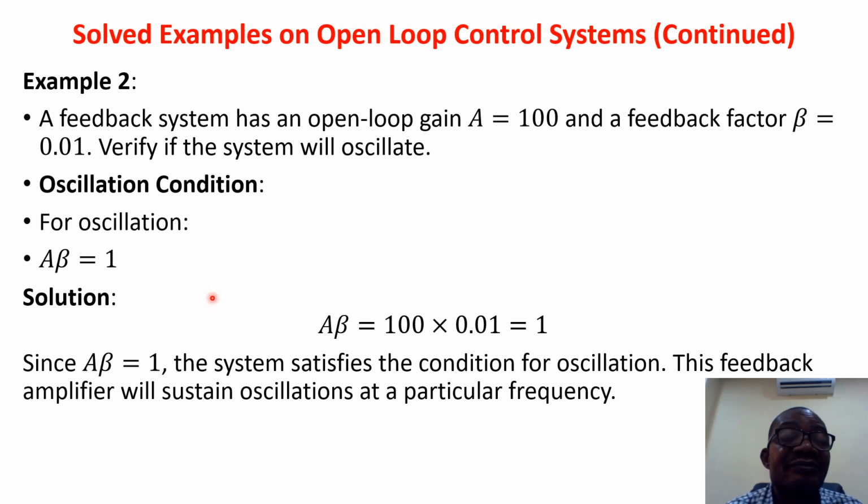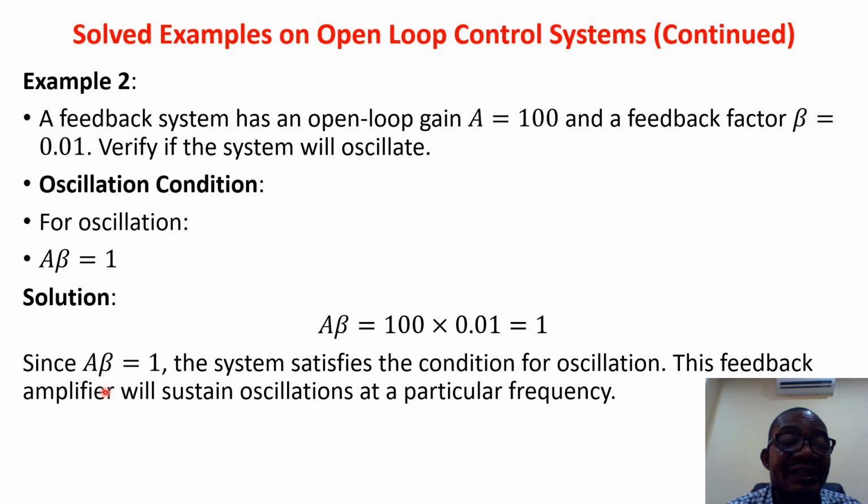Another example, example 2. A feedback system has an open loop gain A equal to 100 and a feedback factor beta equal to 0.01. Verify if the system will oscillate. Oscillation condition. For oscillation, A times beta is equal to 1. So now let's substitute the values. A there is 100 and beta is equal to 0.01. So A times beta is equal to 100 times 0.01 is equal to 1.